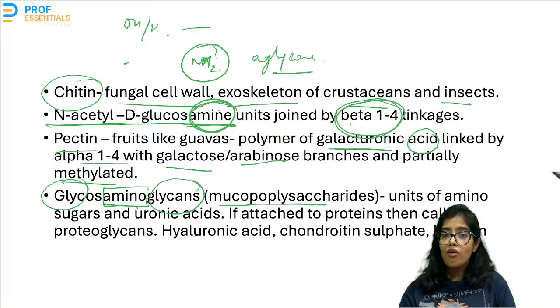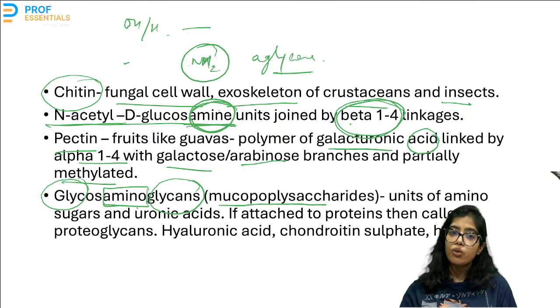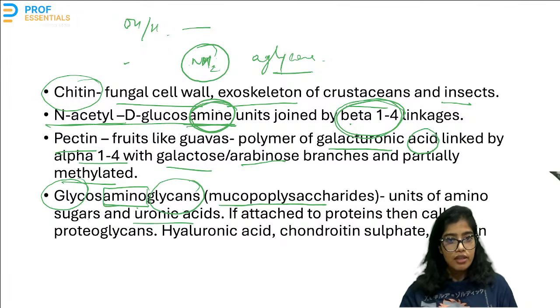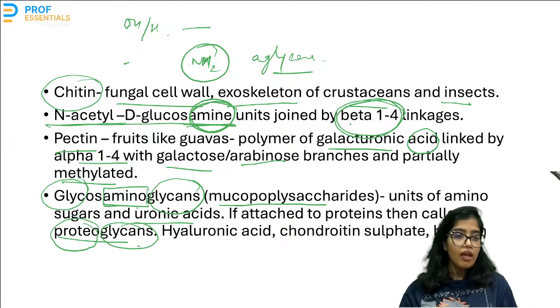They are units of amino sugars and uronic acids. Understood? And if they are attached to proteins, then what will they be called? They will be called proteoglycans. Of course, glycan is what? Sugar. And proteo is what? Protein.